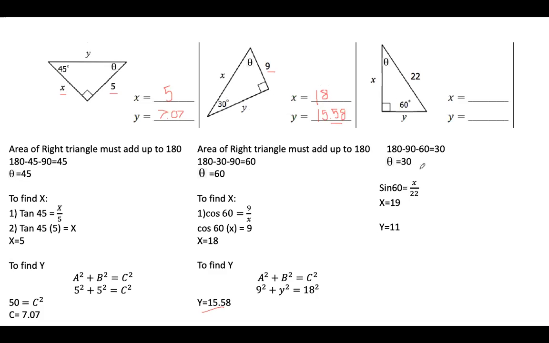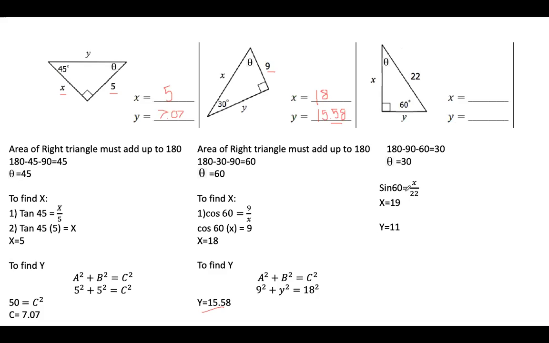Now, in the third example, I didn't show all my work, but I figured you guys could follow along and hopefully do this on your own as well. So once again, we just have to find what the angle measurement of the third angle right here is. So theta, I do 180 minus 90 minus 60, and I get that theta is equal to 30 degrees. And in this case, I wanted to use sine, just so you guys could see how to use each one of the functions.